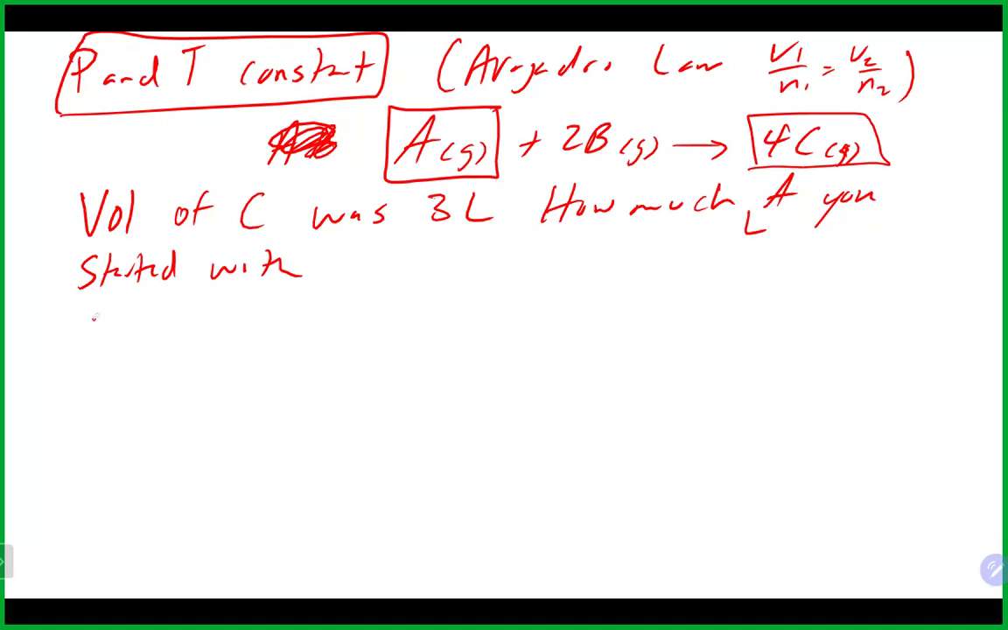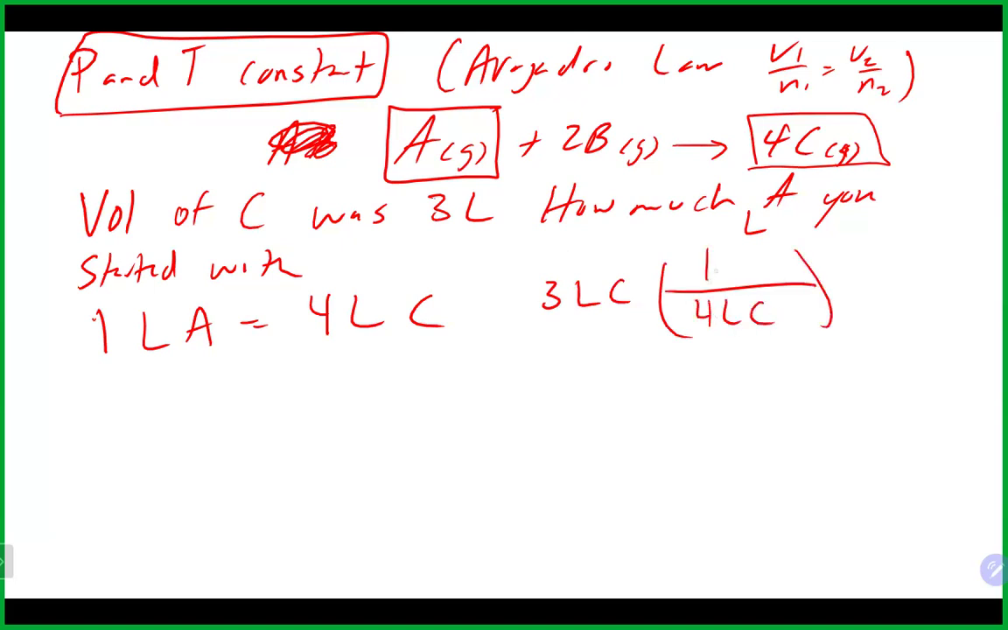So, for example, here we could say 1 liter of A gives us 4 liters of C, and we could use that just like a mole to mole relationship, and we could just do the calculation like 3 liters of C times 1 liter of A over 4 liters of C. The liters of C will cancel. And in this case, we would have started with 0.75 liters of A. So again, that's another variation on stoichiometry.